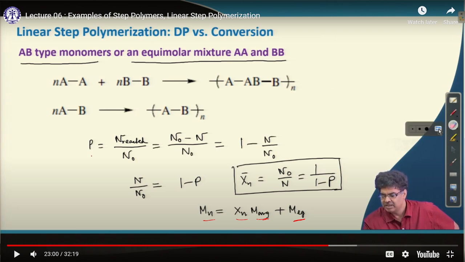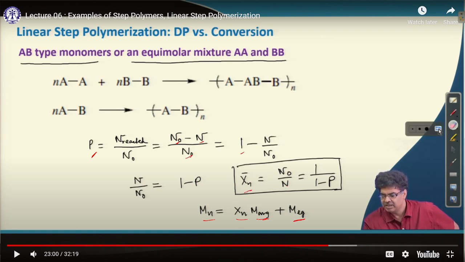So first of all, how do we find the conversion? It is n reacted divided by n0. n reacted means the initial molecule concentration minus the concentration of molecules at time t, so it will be n0 minus n. So n reacted divided by n0 simplifies to 1 minus n upon n0, or further n upon n0 is equal to 1 minus p. So Xn is equal to n0 upon n.